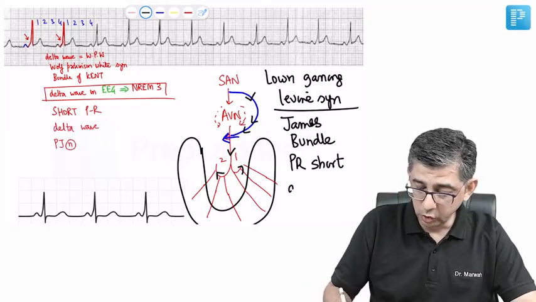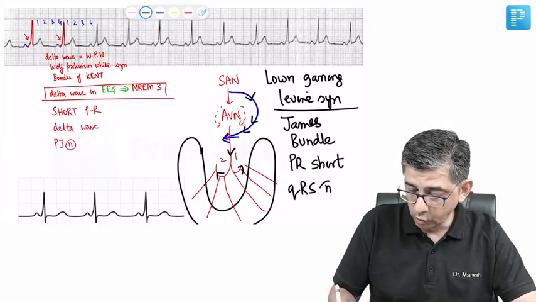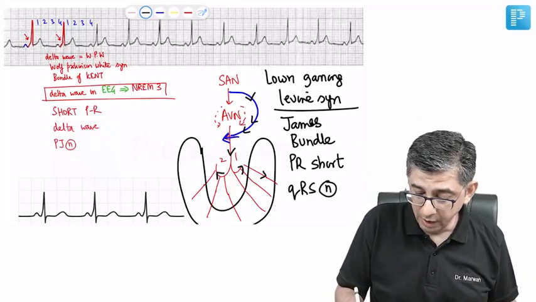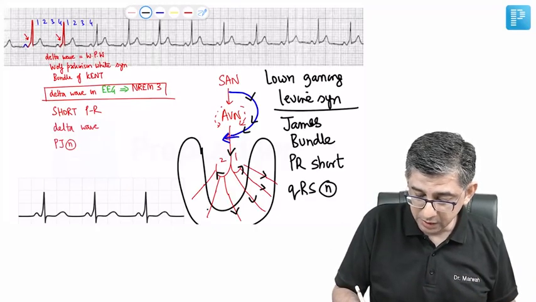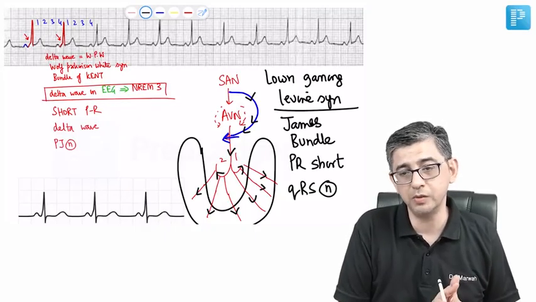But you will be getting a Q wave in this patient, and the QRS complex of this patient will be normal. Normal, why? Because the conduction is occurring not intermyocyte, but Purkinje network is being utilized in this case. Remember last time I told you that intermyocyte conduction is slower, so QRS complex was broader.